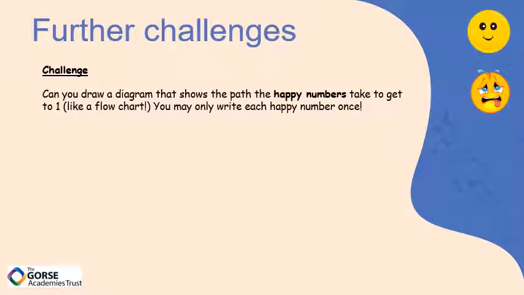So now that you've done that challenge, there's some further challenges if you have time. So this challenge is where you draw a diagram to show the path that happy numbers take to get to 1, a bit like a flowchart. But you can only write each happy number once.